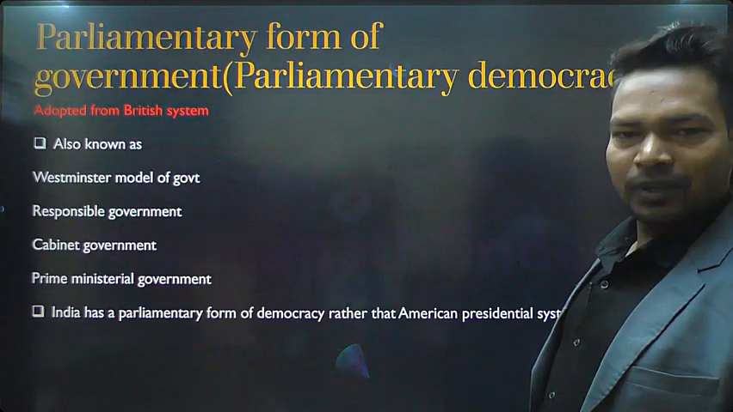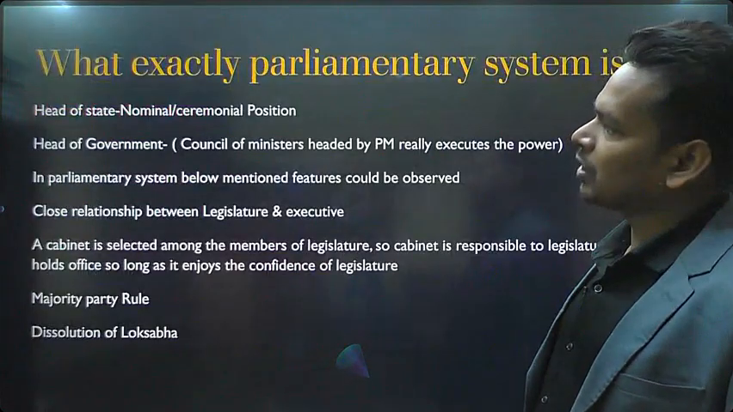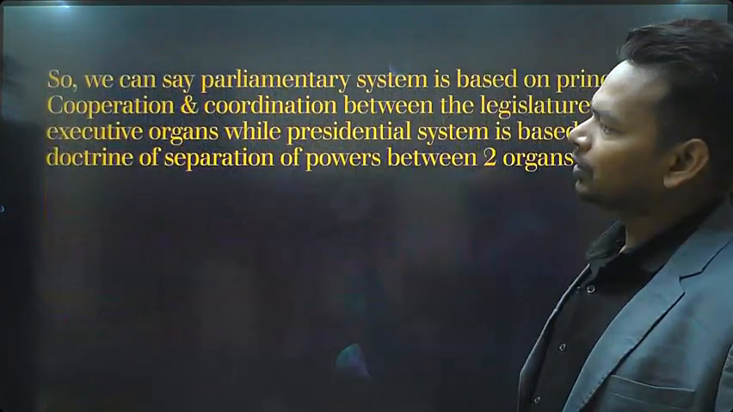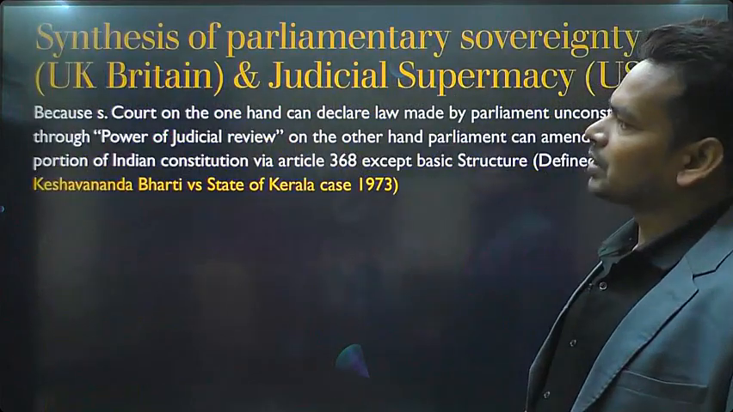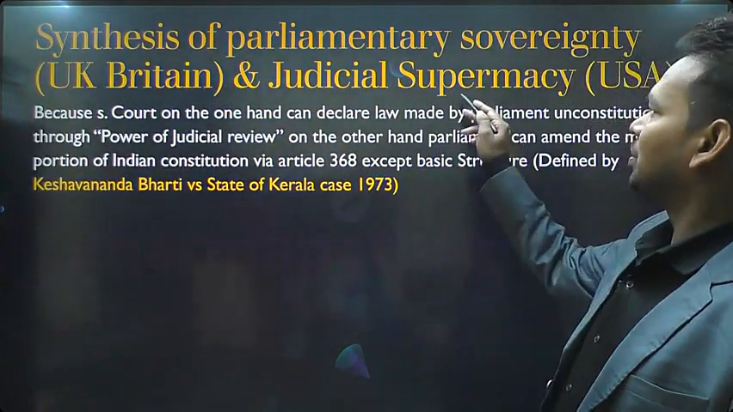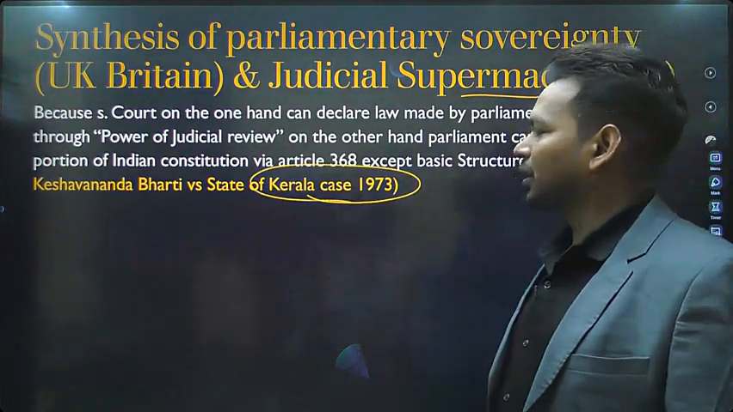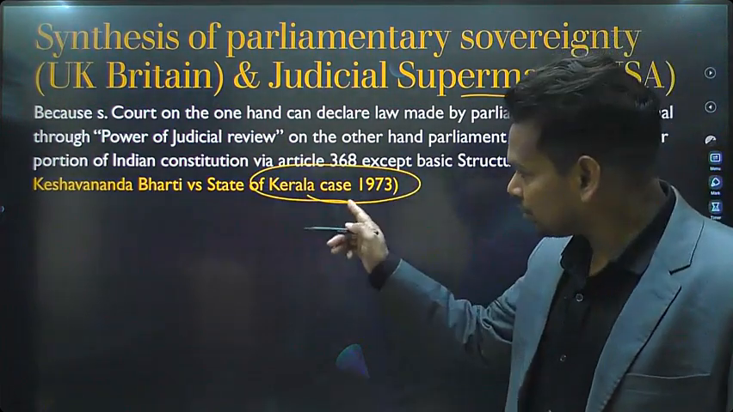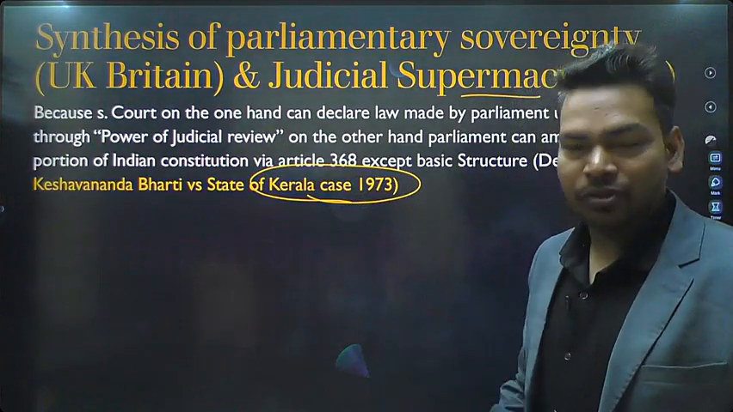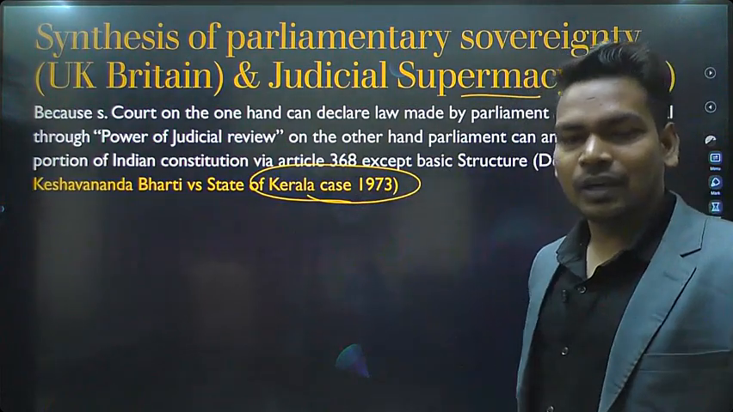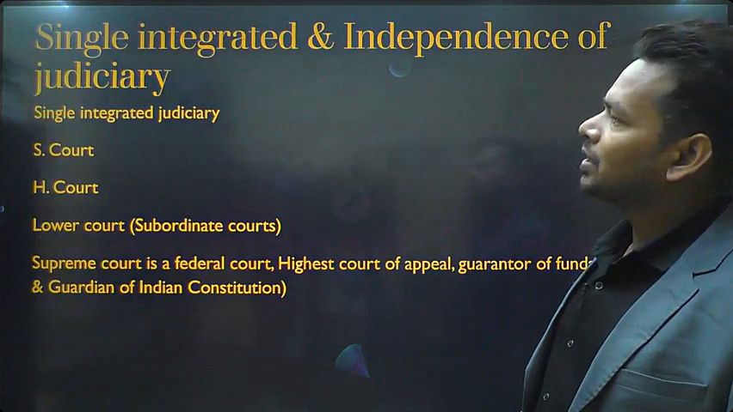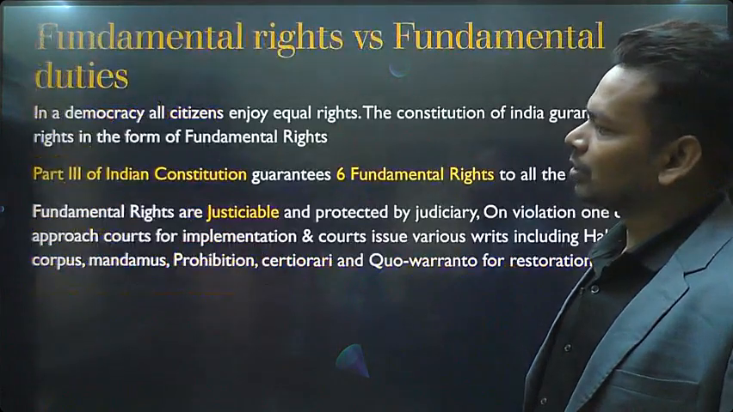Parliamentary form of government has been adopted from the British Parliament system. Already we have discussed these things. Parliamentary sovereignty and judicial supremacy, we have already discussed. Kesavananda Bharati case versus the State of Kerala, 1973, is going to be an important case in the history of the Indian Constitution because it has changed the direction. Single integrated judiciary, we have already discussed.